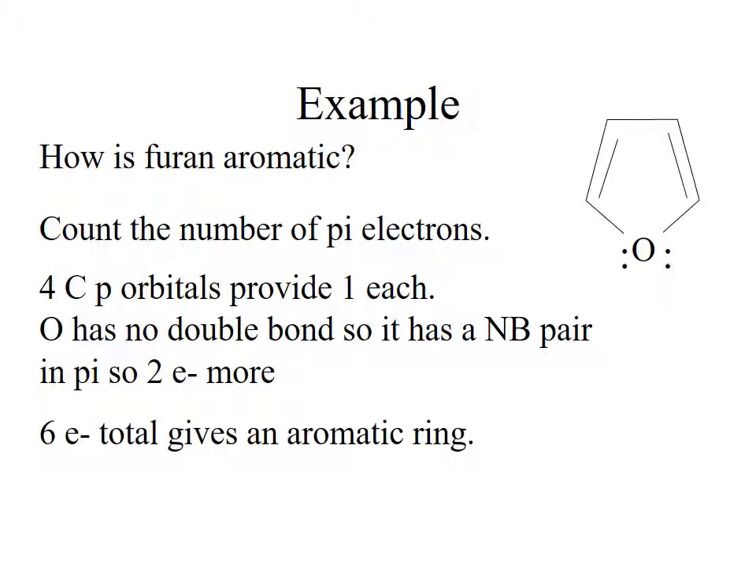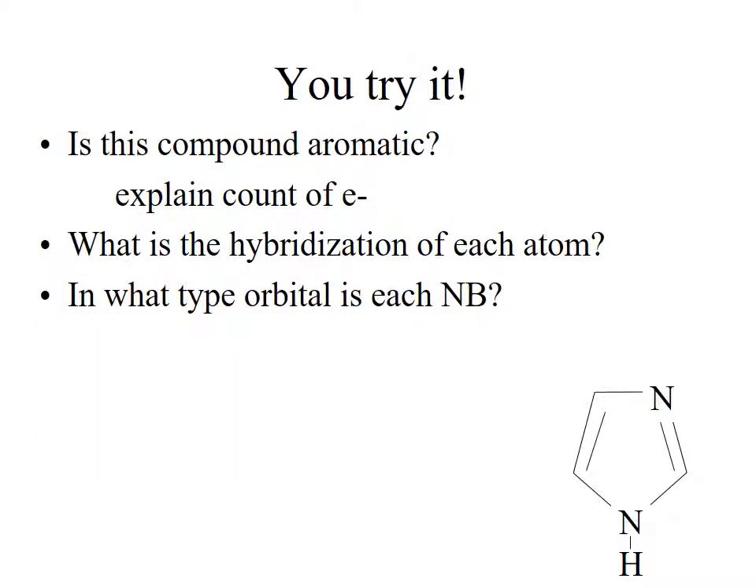6 electrons in total gives an aromatic ring, and it's planar. Is this compound aromatic? If it is, explain by counting the electrons. Explain what is the hybridization of each atom, and in what type of orbital is each of the non-bonding pairs.